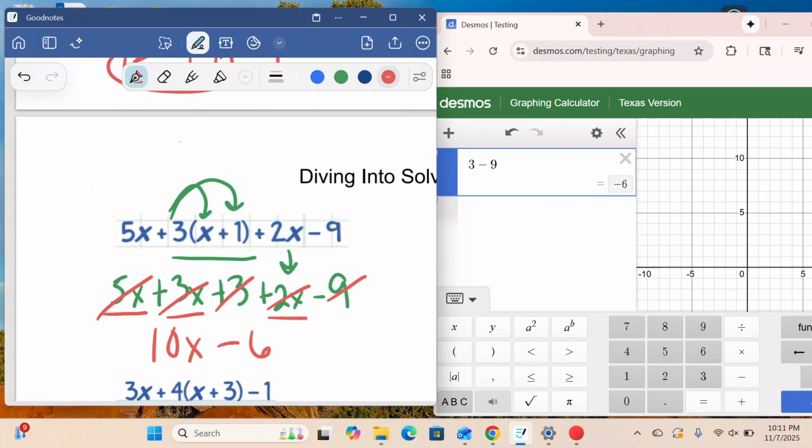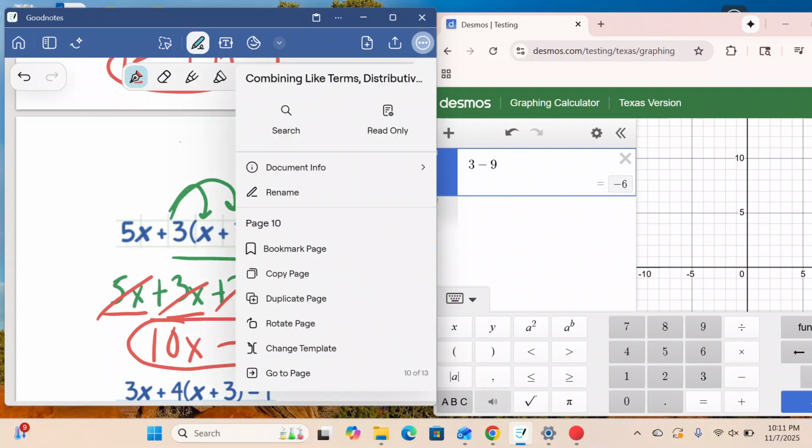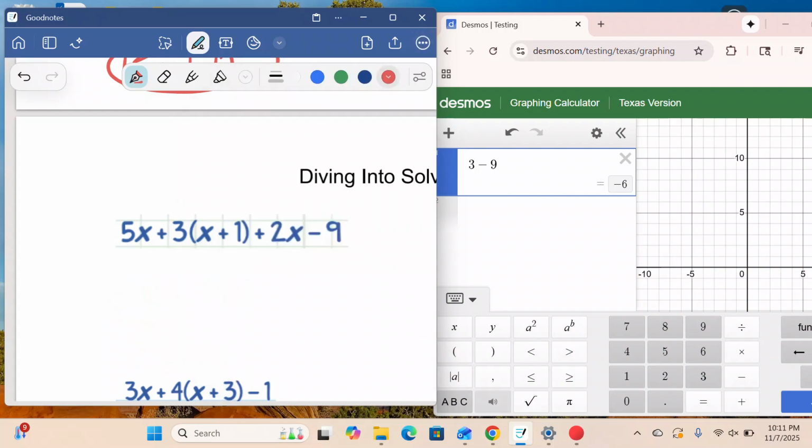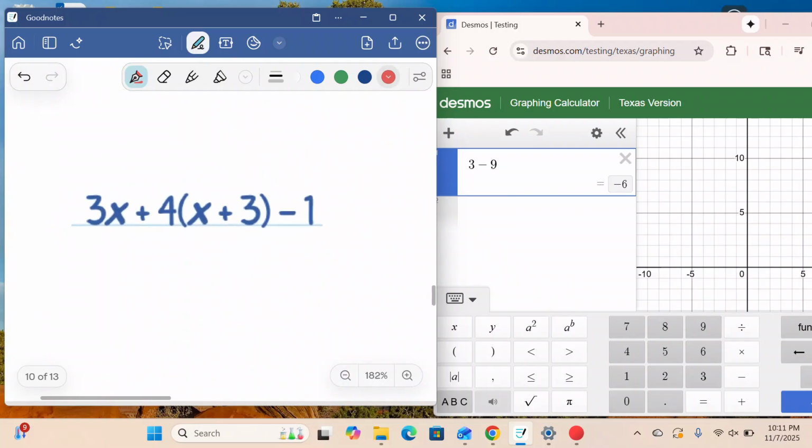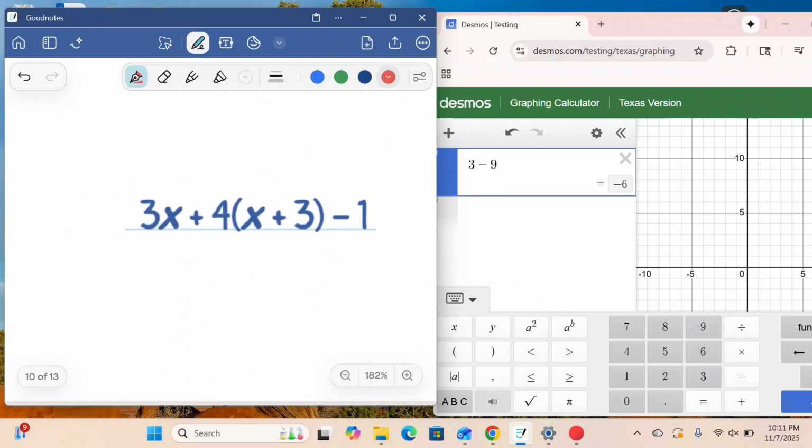And now I have my simplified terms. The x's I cannot combine with numbers, and that is my final answer. So that is 10x minus 6. So I'm going to go ahead and clear this page, and then that way we can do our last problem today. So now I'm looking at another thing.